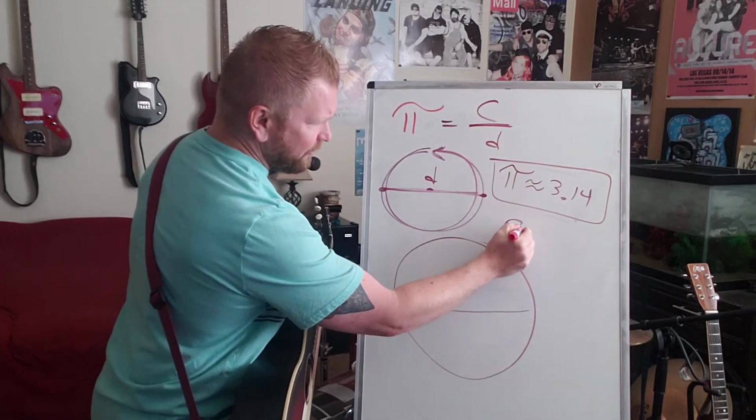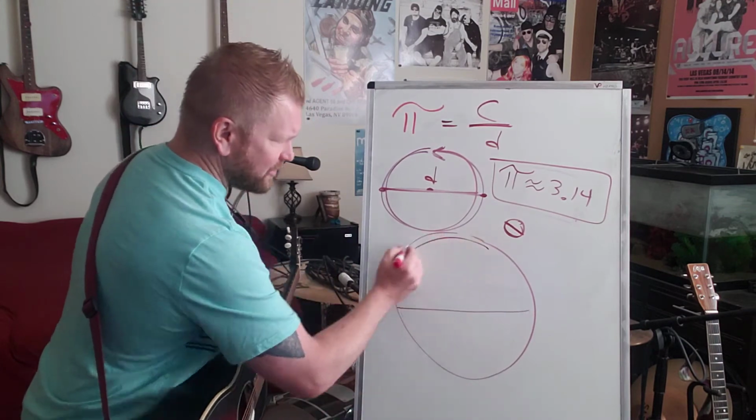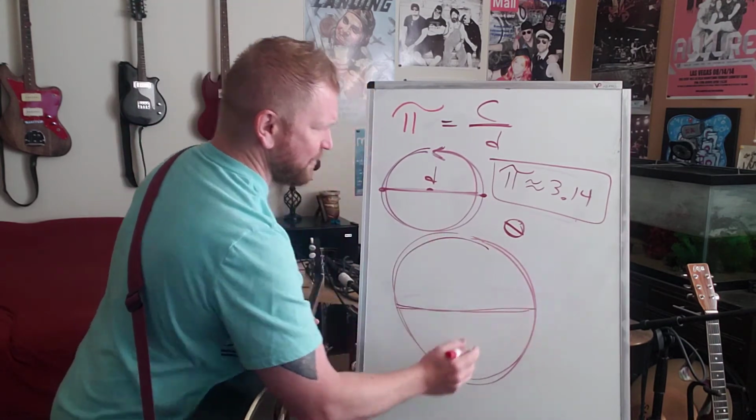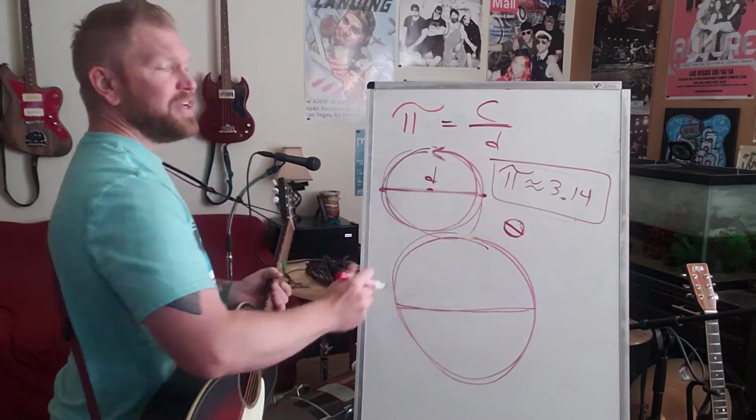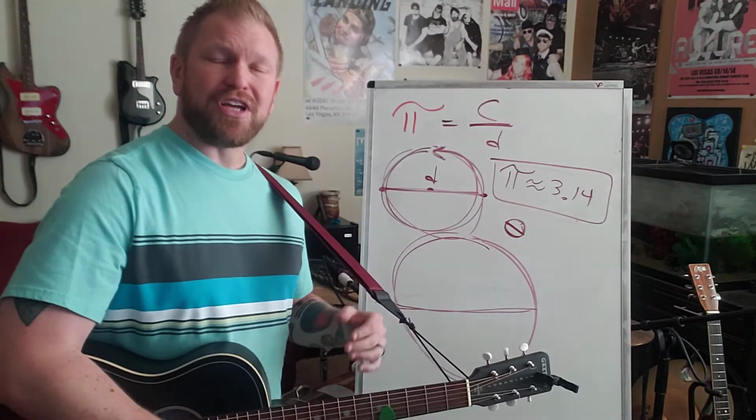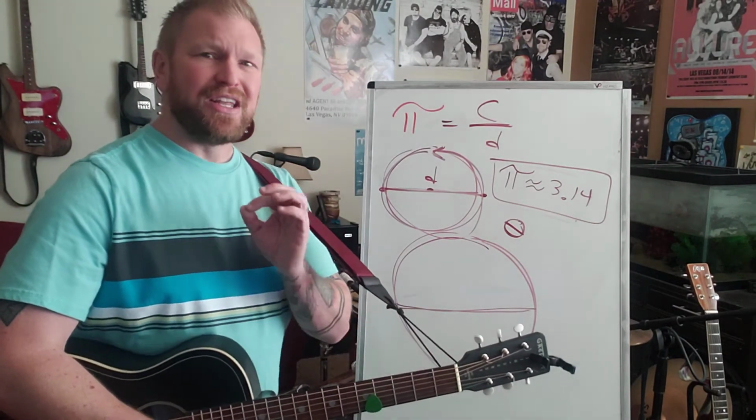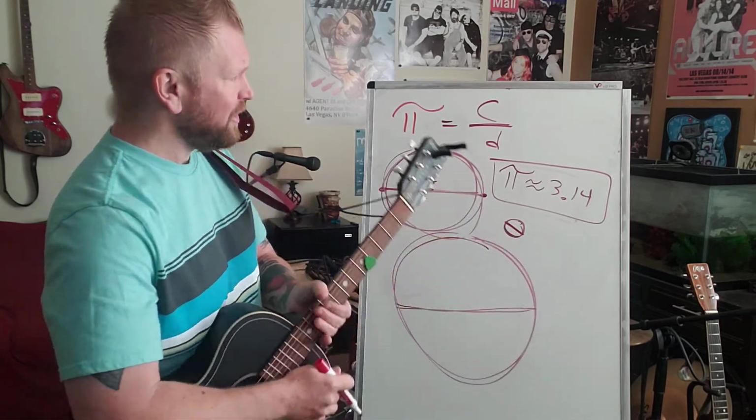So if you did this circumference divided by this diameter, it equals 3.14. If you did this circumference divided by this diameter, it equals 3.14. If you did this circumference divided by this diameter, it's 3.14. So the circumference is always about 3.14 times as long as the diameter. But if you want to get really precise, it's not exactly 3.14 times as long.